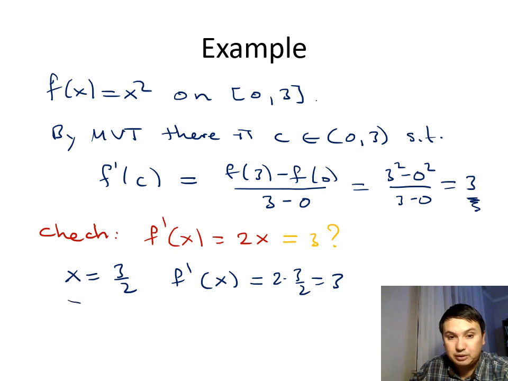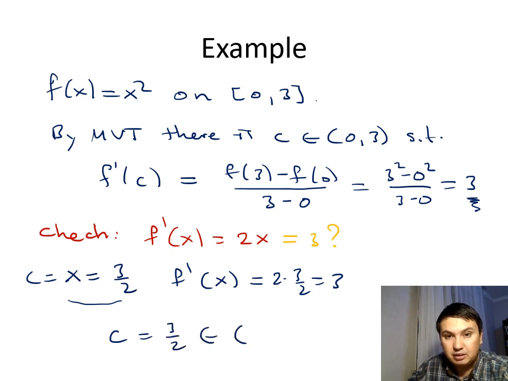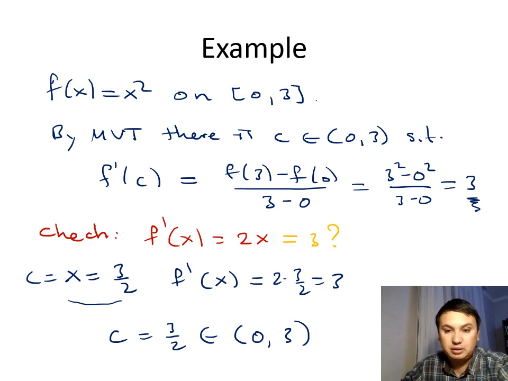This is my point C, and it is inside the interval 0, 3. So there is at least one such point; in fact, in this case, there is exactly one point. Nevertheless, we verified that the mean value theorem holds for this particular example. But this is not a proof, because we just illustrated with one example. So I will skip the proof. Interested readers can read the book.